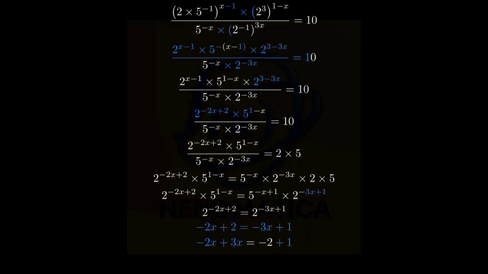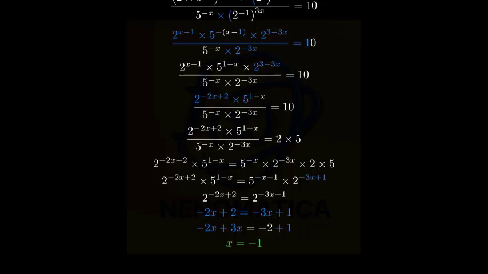Let's solve this equation for x. First, let's add 3x to both sides. Simplifying, we get x equals negative 1.